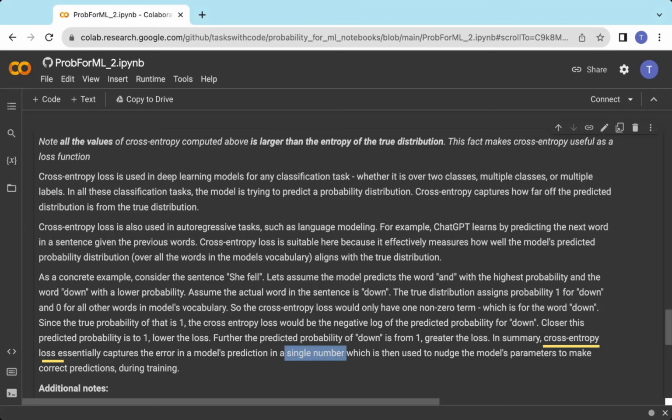In summary, cross-entropy loss essentially captures the error in a model's prediction in a single number, which is then used to nudge the model's parameters to make correct predictions during training.